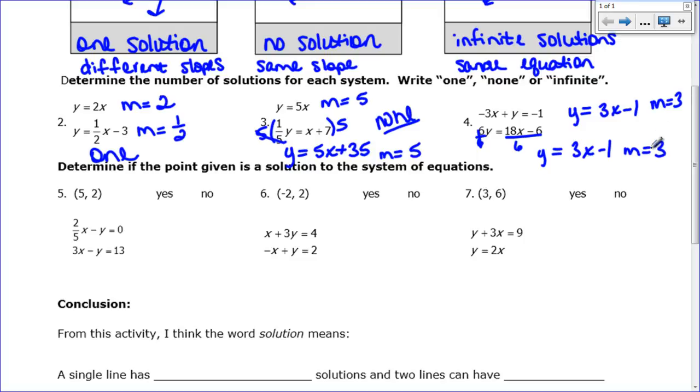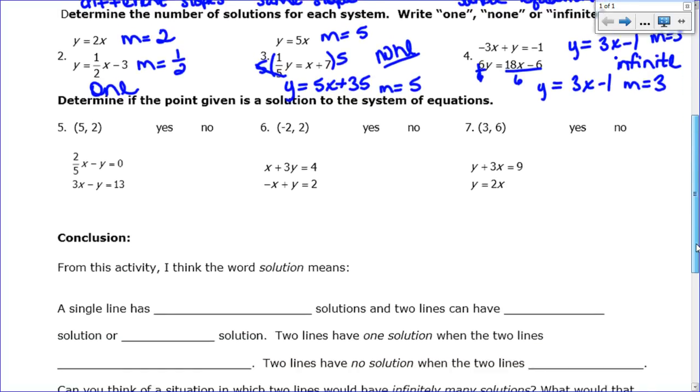So I have the same slope this time, but if you look at my two equations, they are identical. 3x minus 1, 3x minus 1. This means I have infinite solutions because these are the same line. So that's how you tell. Solve for y, find the slope, compare them, and then you will know how many solutions the system has.